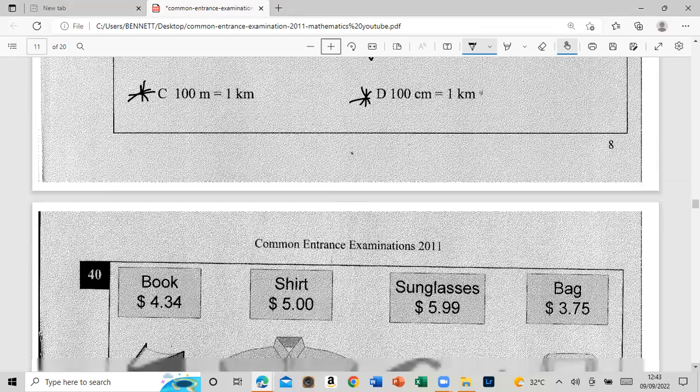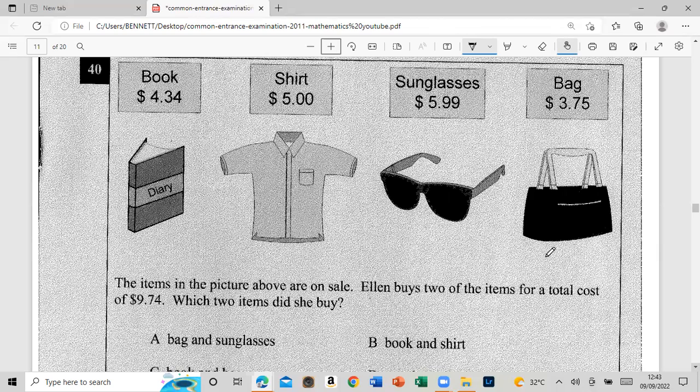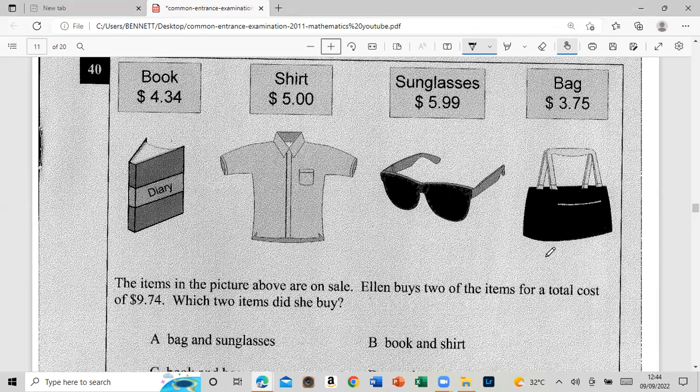Alright. Let's look at this one, number 40. It's a book, $4.34, which is a diary. Girls love that. Shirt is $5. Sunglasses cost $5.99. And a handbag costs $3.75. Listen to what they say now. The items in the picture above are on sale. Ellen buys 2 of the items for a total cost of $9.74. Which 2 items did she buy?